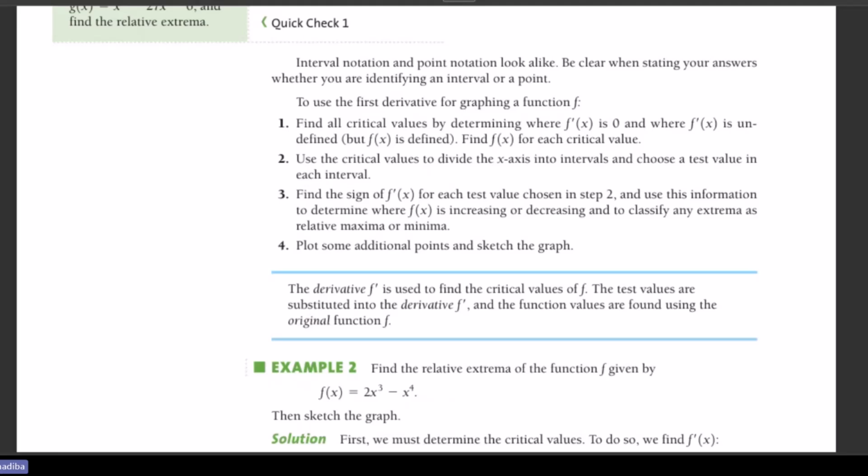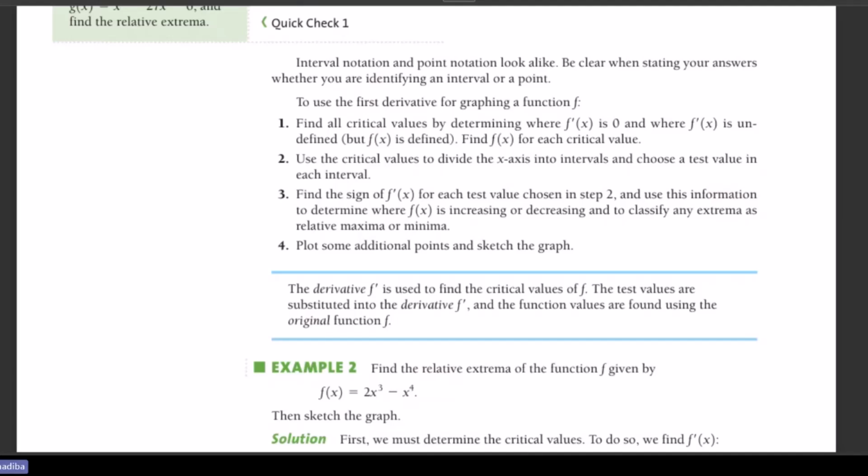This is getting interesting. The table is easy when you put it like this. Interval, and next will be test value, sign of the first derivative of x, and then the result.